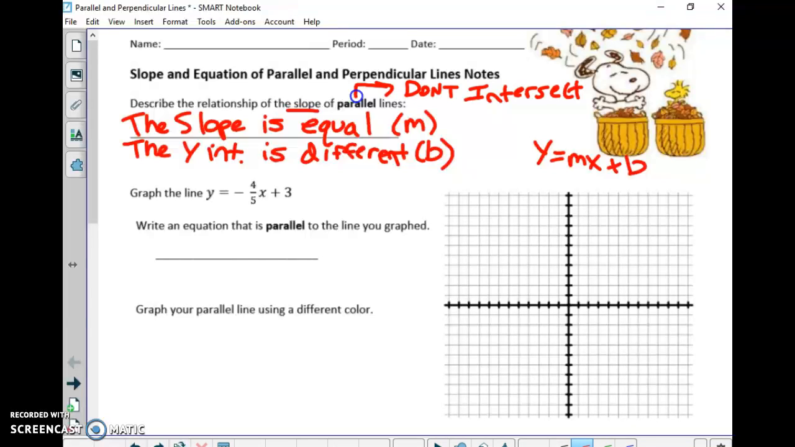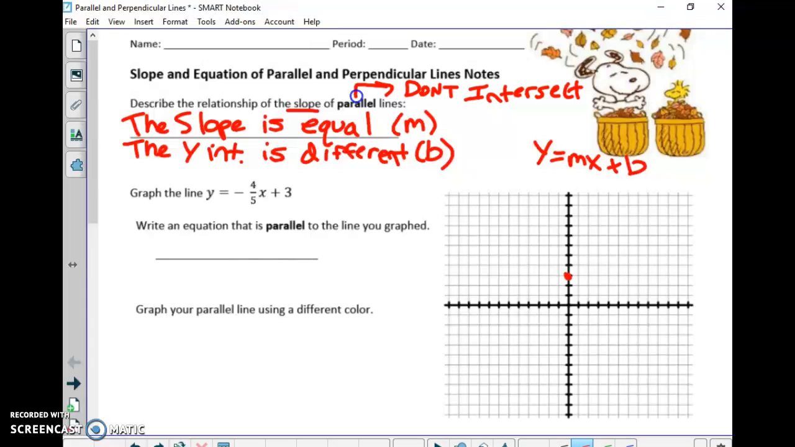So the only thing weird about that is that you start at the right number, the B, and then you use the M to find out your next point. So what's my B on this line right here? 3. So everybody, on the y-axis, up and down, put a point at positive 3. That's above the origin. So everyone's got that point?